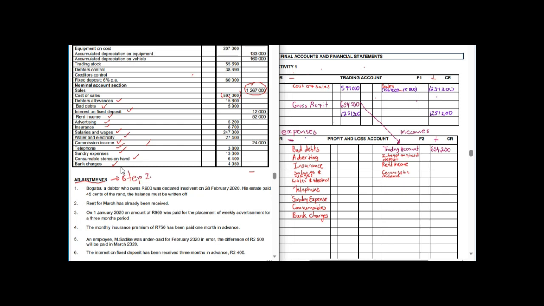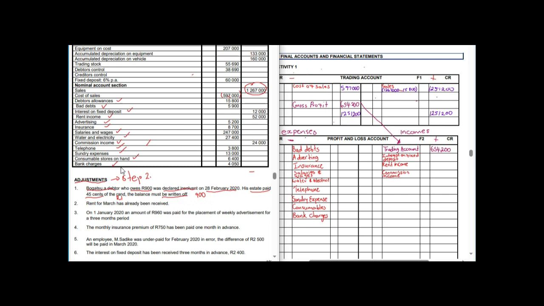So, guys, let's start with the first adjustment. The first adjustment says Bokhashua, a debtor, who owes 900. This debtor owes how much? 900, and was declared insolvent on the 28th February 2020. His estate paid 45 cents of the rand, of the 1 rand, and then the balance must be written off as a what?